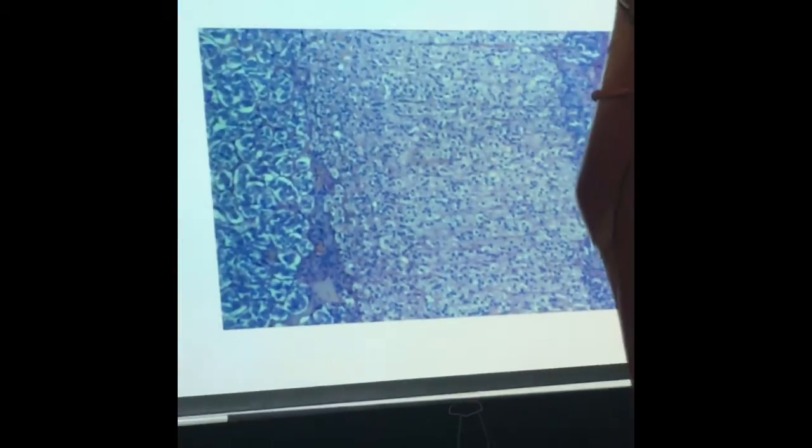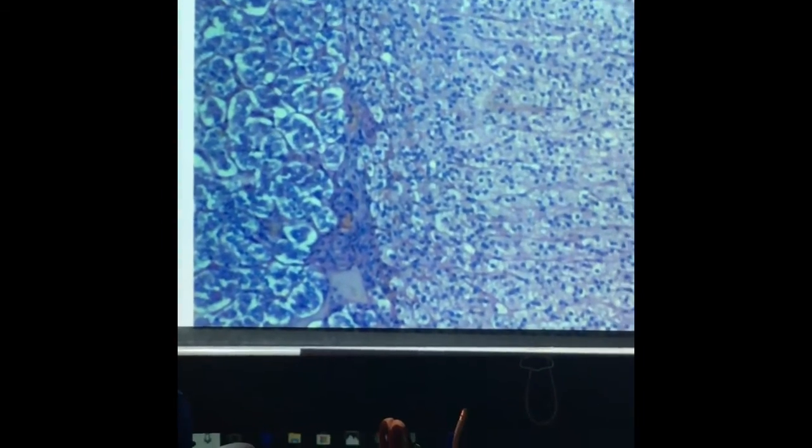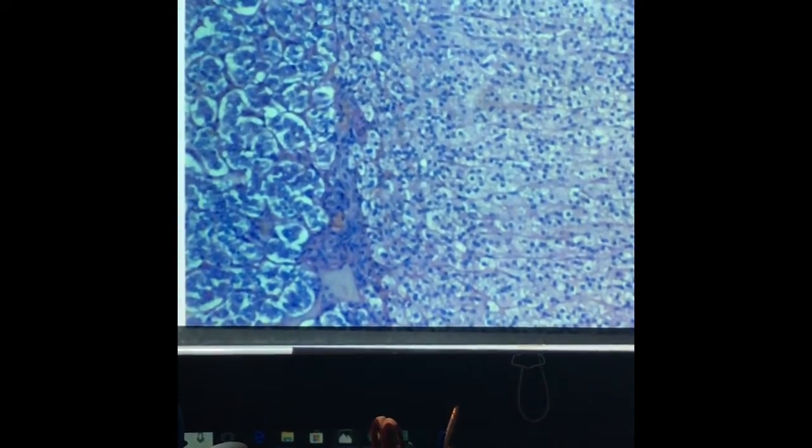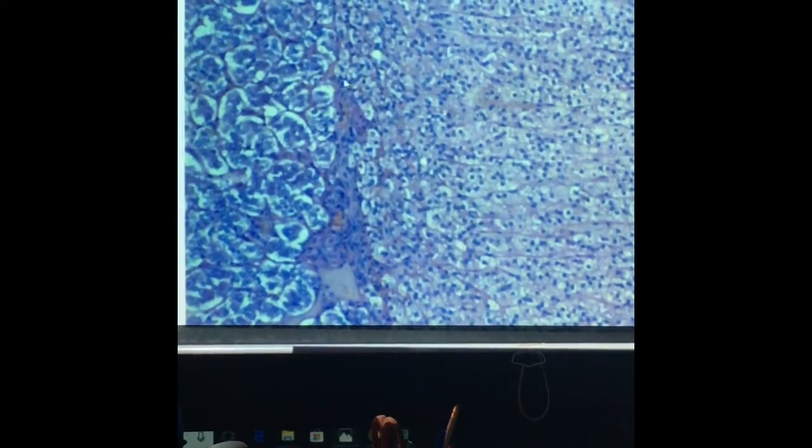All right, so here's a look at it. A little overwhelming, I know. Here's the capsule up here. This area through here, this is the cortex, the adrenal cortex. This is the adrenal medulla. Adrenal medulla is made up of a lot of these basophilic cells. They're called chromaffin cells, so it has that distinctive purple appearance.